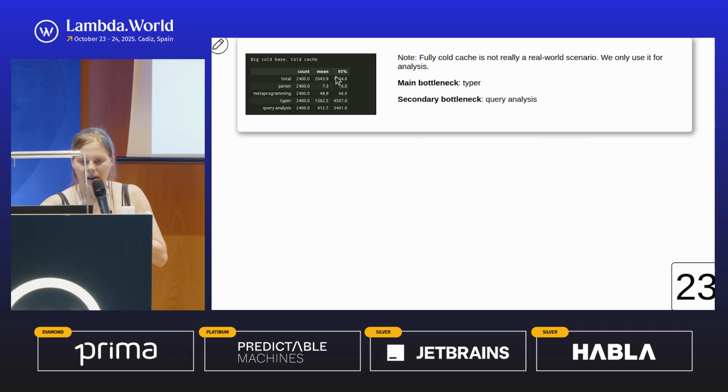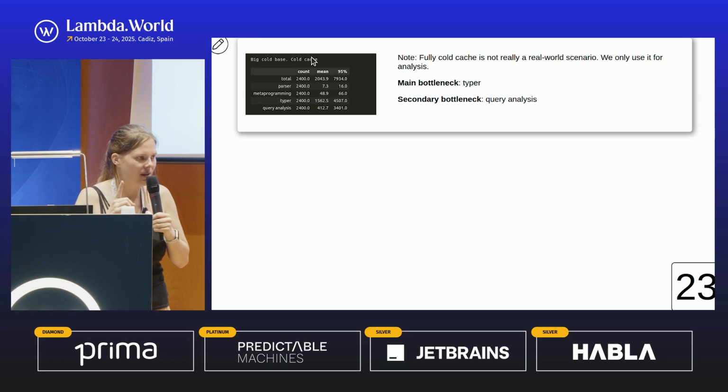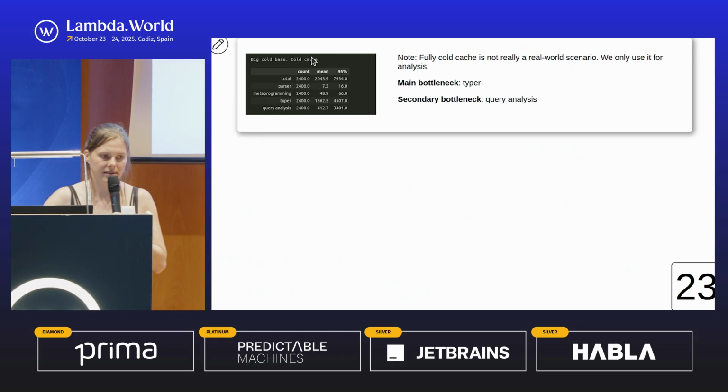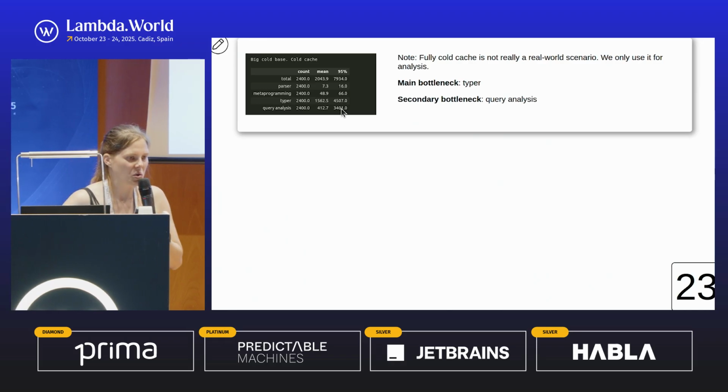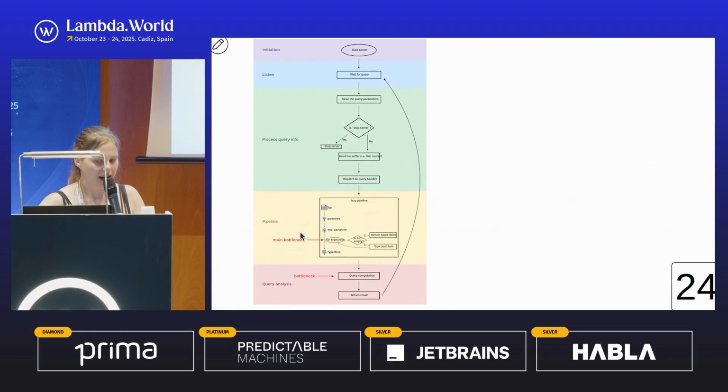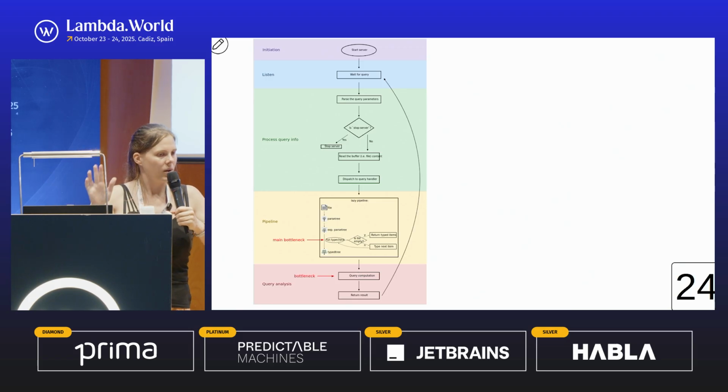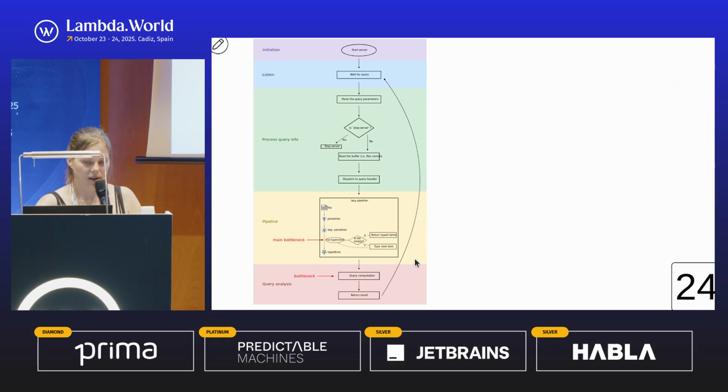And you can see here, on a cold cache, okay? This is not a very real-life example, but it's good for analysis. If you have a quick skim through it, the very main bottleneck lies in the typer. But the query analysis phase is not fast either. So those two are the main bottlenecks. If we have a look at our diagram, this is the main bottleneck, and the query computation is a bottleneck as well. So this is kind of where we started when we were saying, okay, we need to improve things here and here.